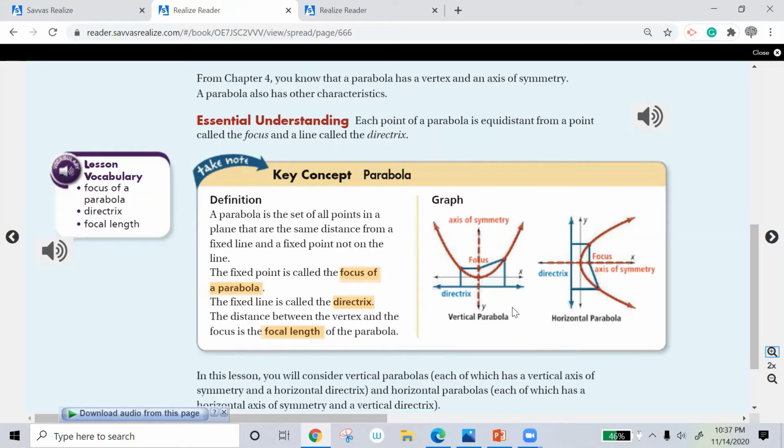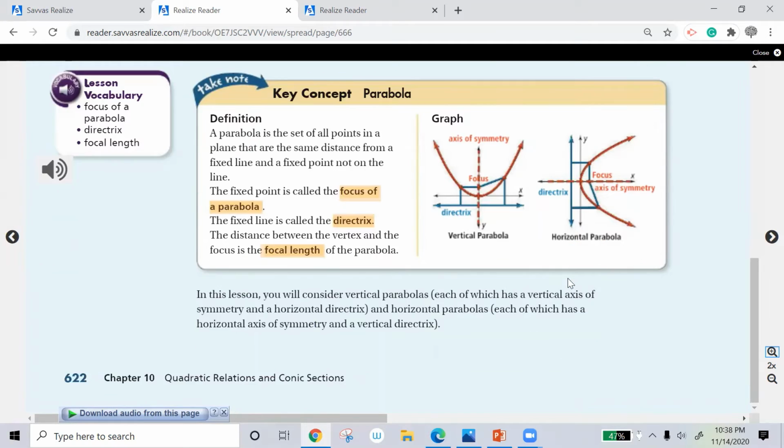Always remember that the focus is always directly above the origin, and the directrix is directly under the origin or the center. So in this lesson, we will consider vertical parabolas, each of which has a vertical axis of symmetry and a horizontal directrix, and horizontal parabolas, each of which has a horizontal axis of symmetry and a vertical directrix.